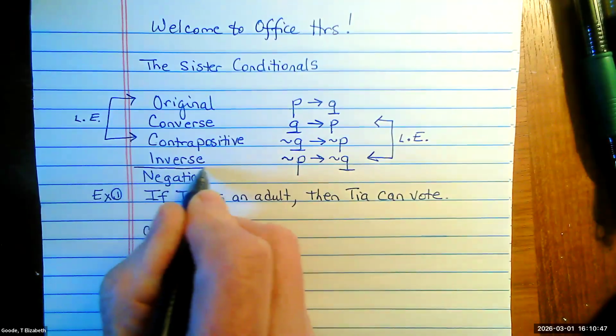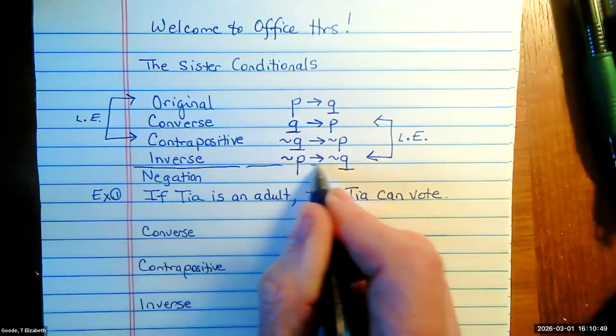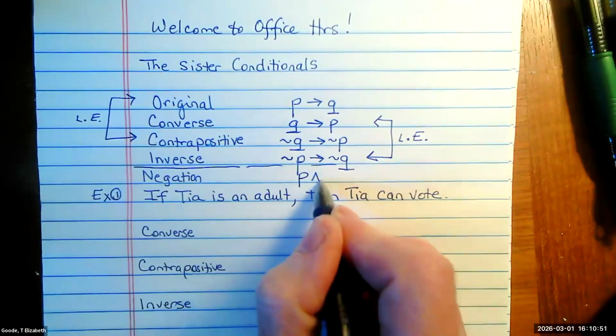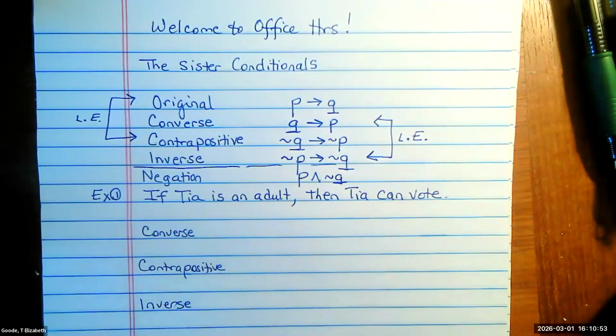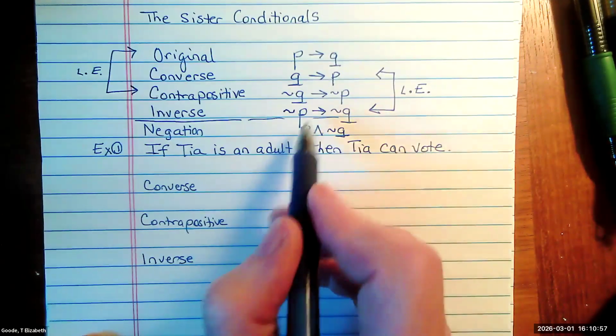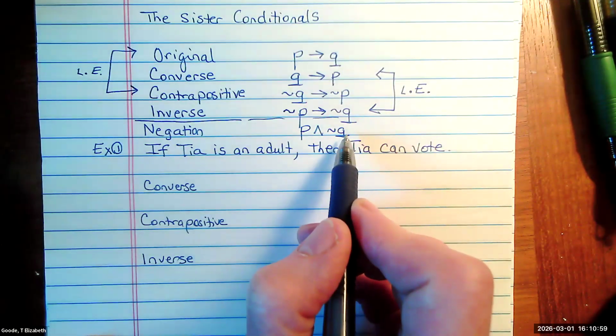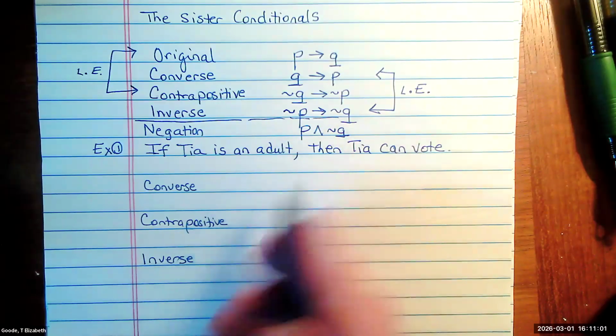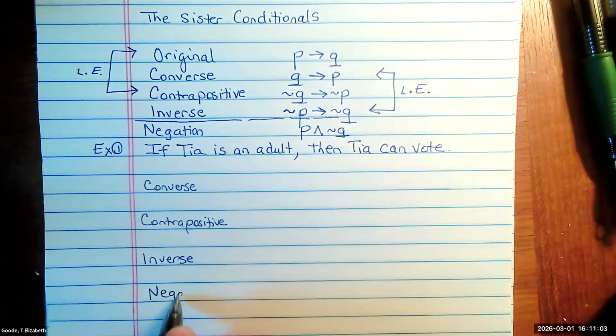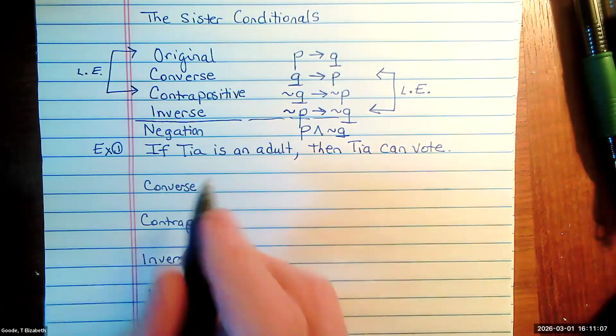It's a little different. It's not one of the three sisters, right? But that's P and not Q. P happened and Q did not follow. So we can practice and find the negation as well. Okay, what's the converse going to be? You tell me and I'll write.